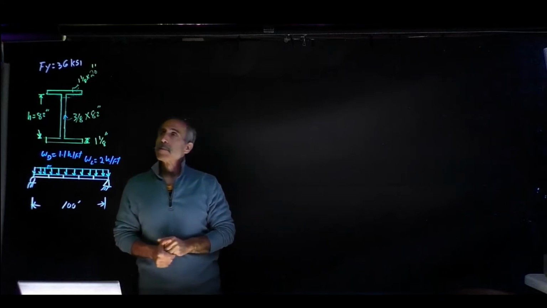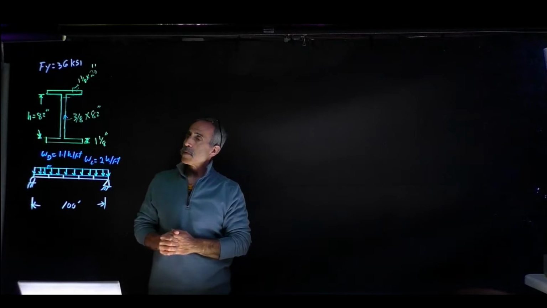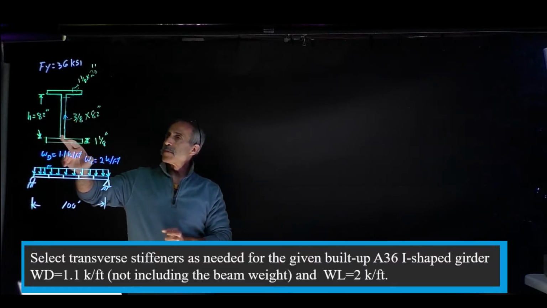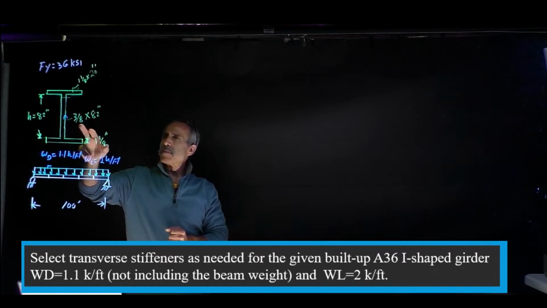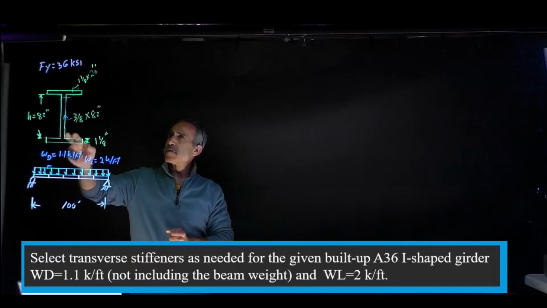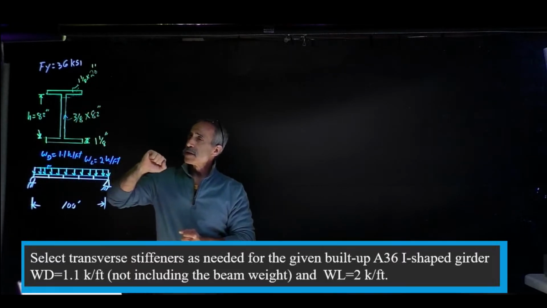Hello and welcome back. We're going to continue with the plate girder. Take a look at what I have on the board for the problem. We have this built-up girder, which is made of a 3/8 by 82 inch plate for the web, and for a flange we have a 20 inch by 1 1/8, and it's FY 36 steel.